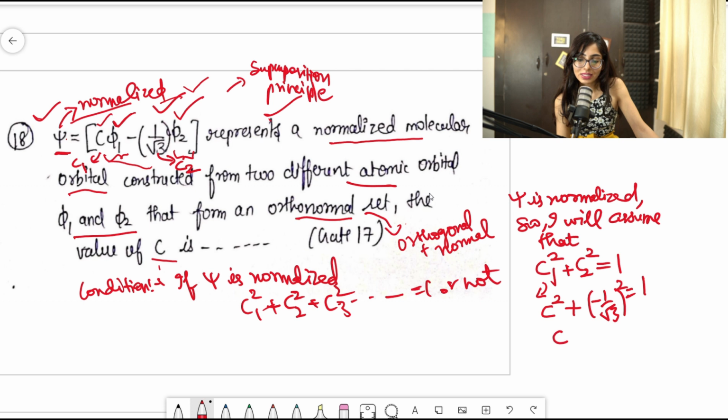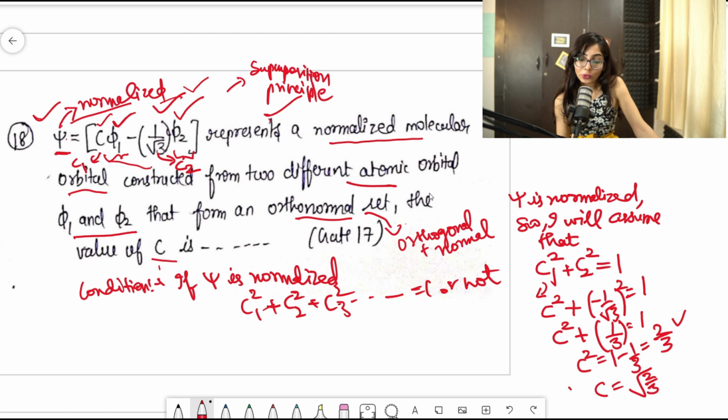Clear? So it will become C square plus, you know that minus square will be plus, so it will become 1 by 3 is equal to 1. So if I write C square, it will become 1 minus 1 by 3. So that will become 2 by 3. That will become 2 minus 1 by 3. That will become 3 minus 1. That will become 2 by 3. And C value will be root 2 by 3.